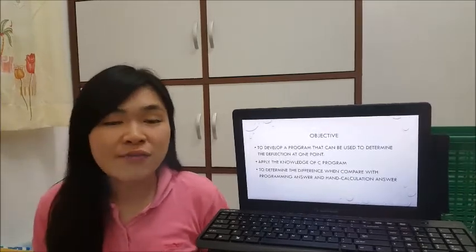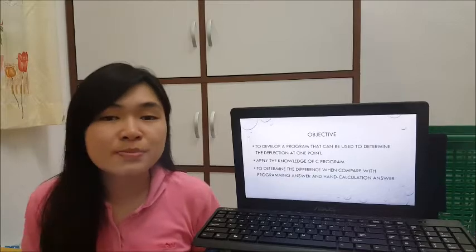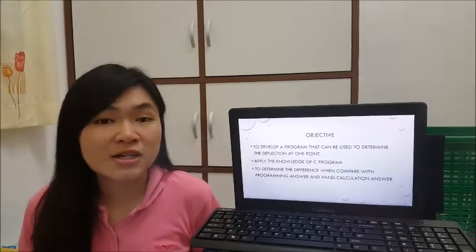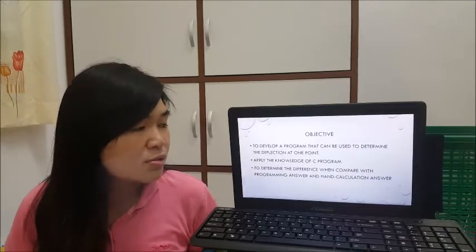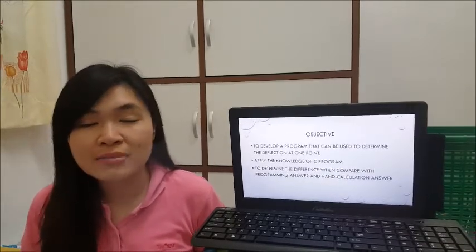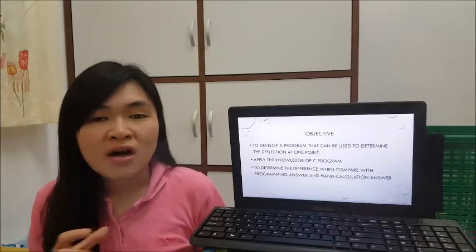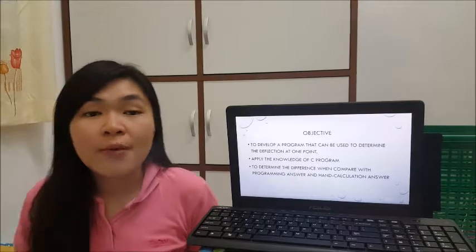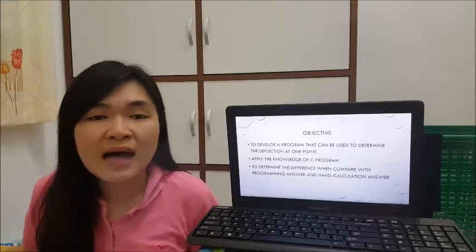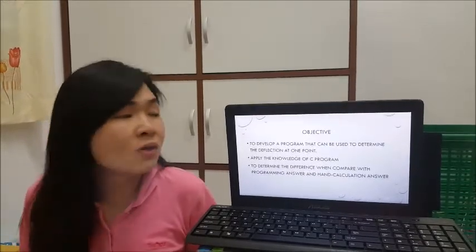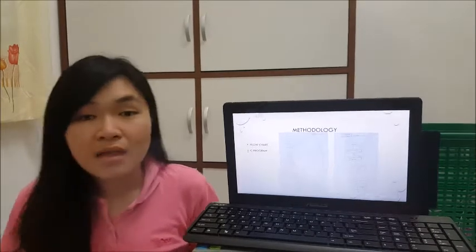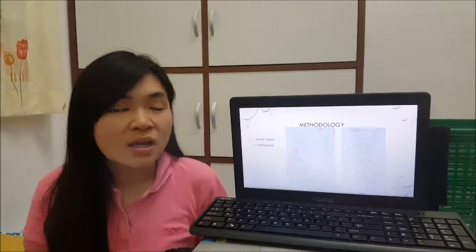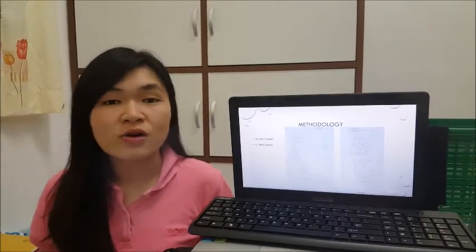The objective of this project is to develop a program that can be used to determine the deflection at one point, to apply the knowledge of C programming that we learned for the whole semester, and to determine the difference when comparing the programming answer with the theoretical answer, which is from our own calculation. To complete this project, we are going to use two methods, which are a flowchart and the C program.